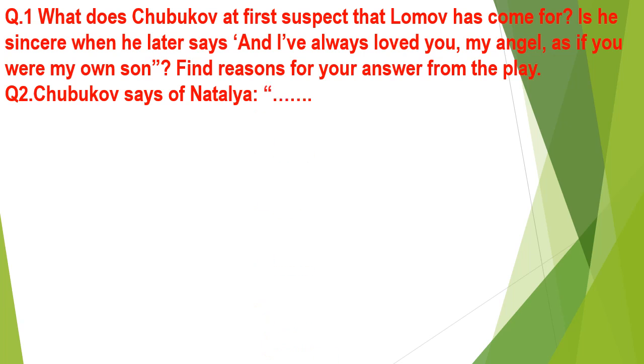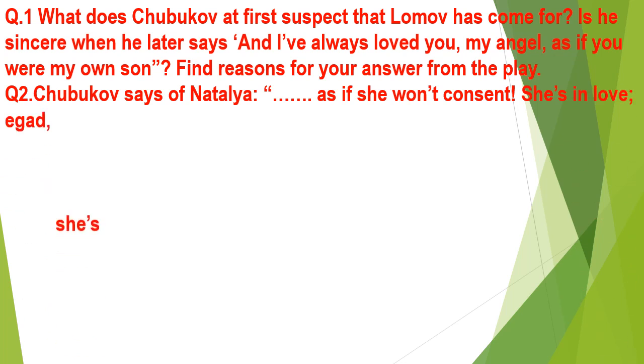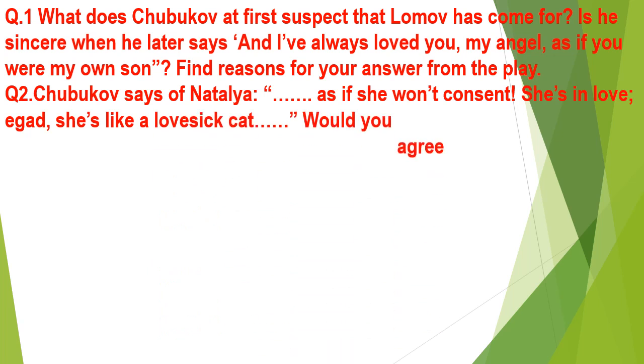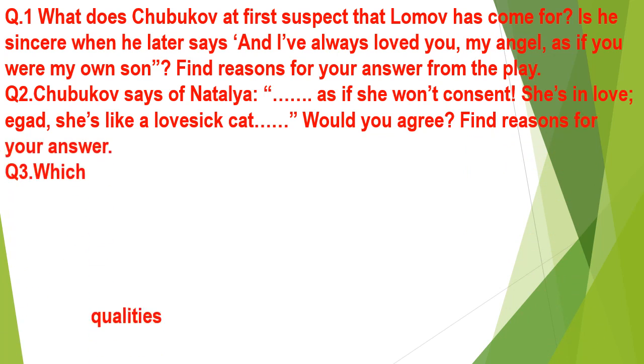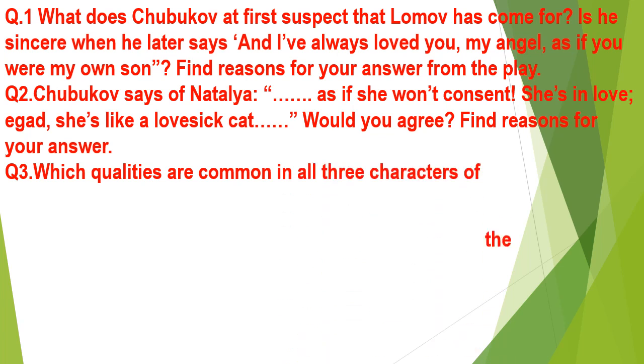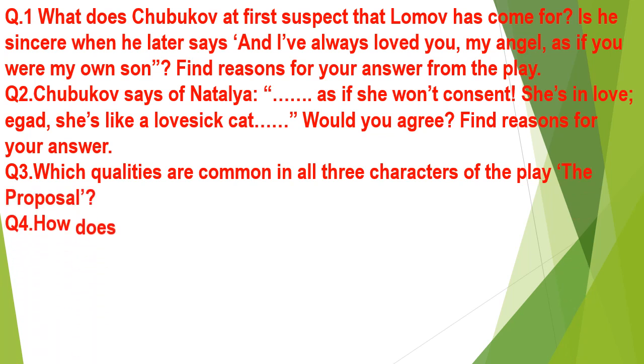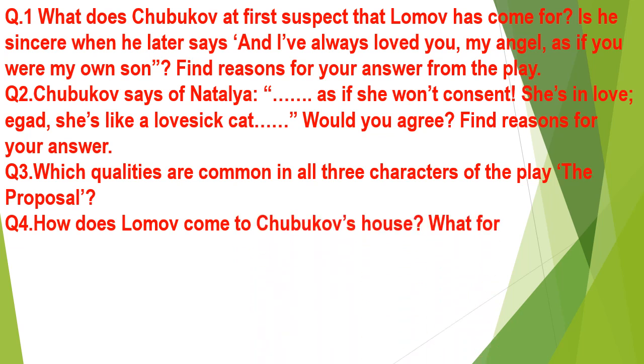Second question. Chubukov says of Natalia, as if she won't consent, she is in love, yet she is like a lovesick cat. Would you agree? Find reasons for your answers. Third question. Which qualities are common in all three characters of the play, The Proposal? Fourth question. How does Lomov come to Chubukov's house, and what for does he come?